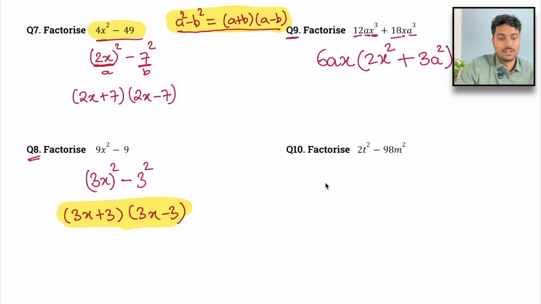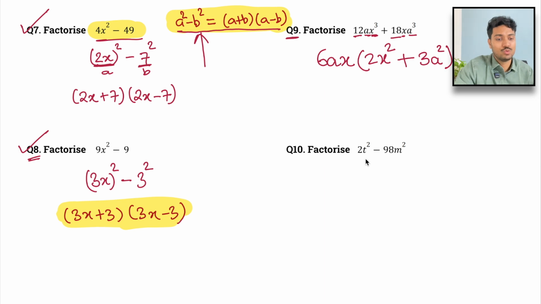Let's move on to the last question, question number 10. If you want to pause the video and try, you can try and come back again and check the answer. So we have 2t squared minus 98m squared. Now, 2 is not a perfect square number, neither is 98. The way we solved question number 7 and question number 8, we checked whether both the numbers are perfect squares or not, so that we can check whether the given expression can be written as the difference of squares.